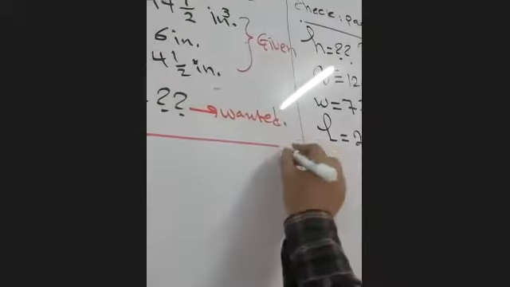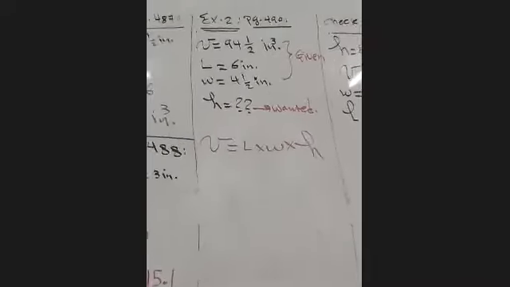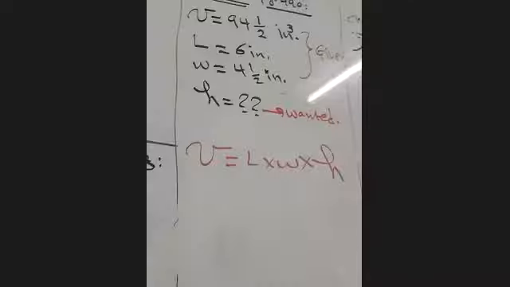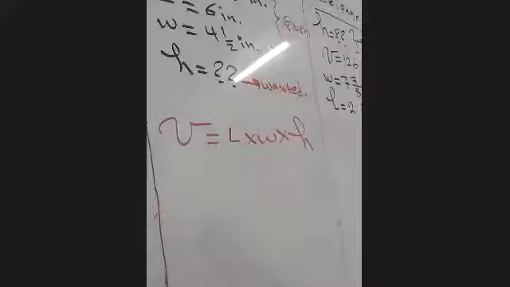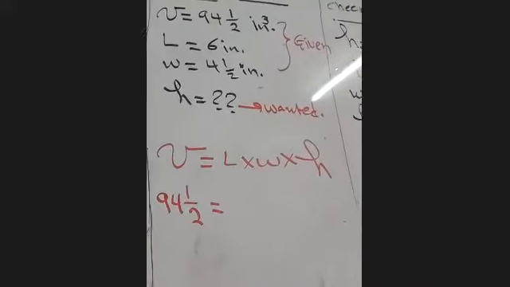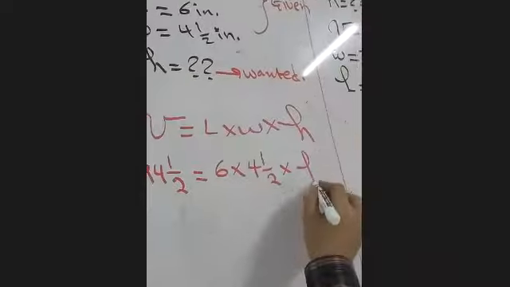First, we write the formula. V equals length multiply width multiply height. So first step, guys, we write the formula: length by width by height. Then we write the known values, which are the volume, 94.5, 94 and a half. The length, 6. The width, 4.5. And the height is wanted.